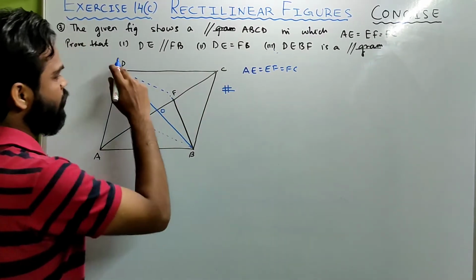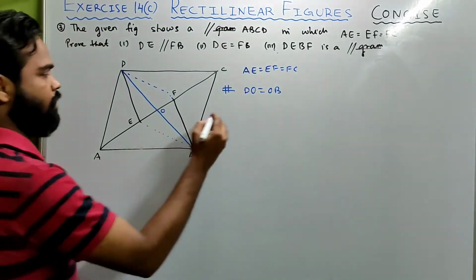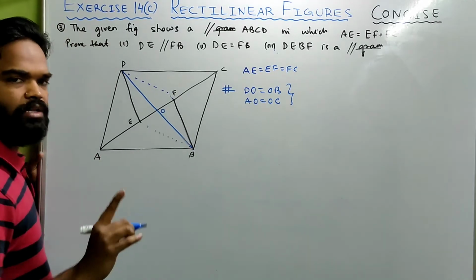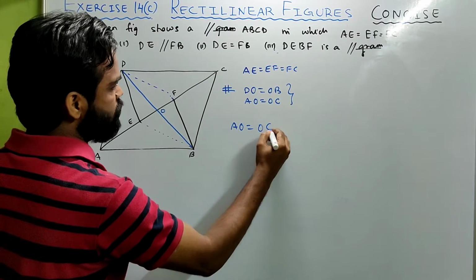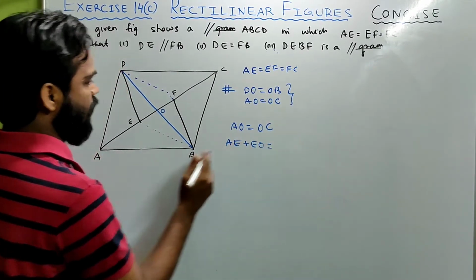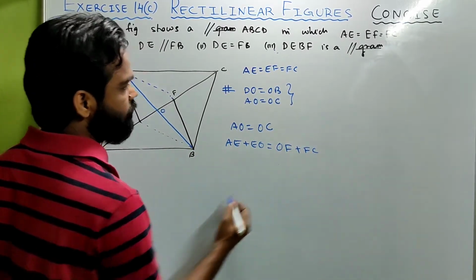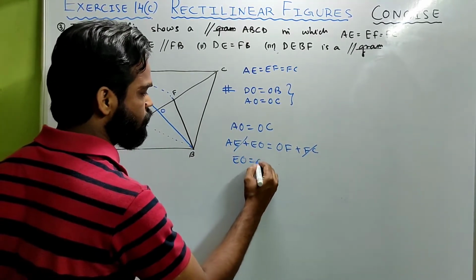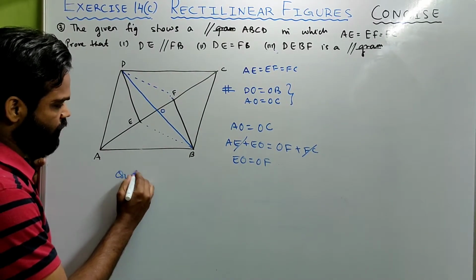AO, first of all, DO is equal to OB, okay? And AO equals OC, because the diagonals bisect each other in a parallelogram. Now look carefully. AO is equal to OC. AO, can I write AE plus EO, and OC can I write OF plus FC. Now FC and AE are equal, which means EO equals OF. Done.